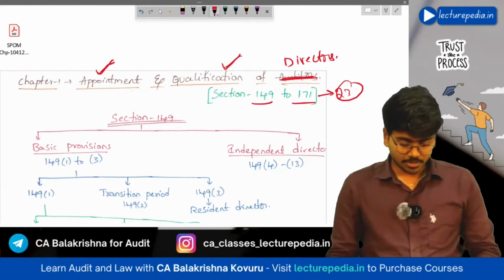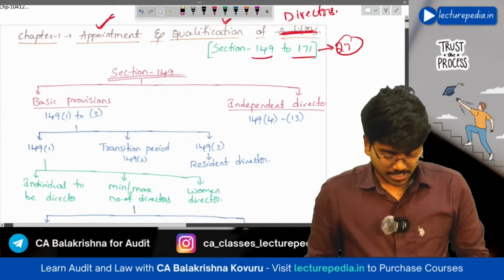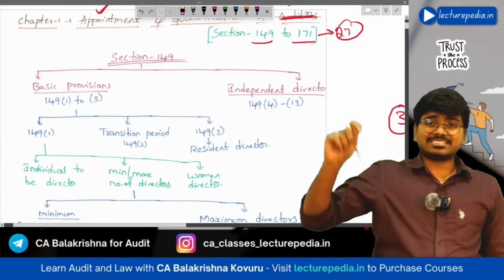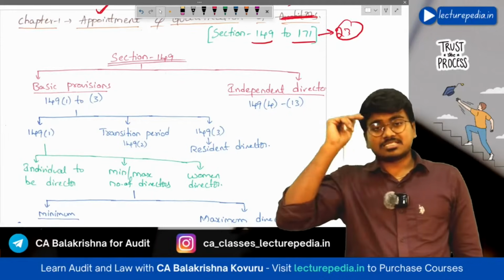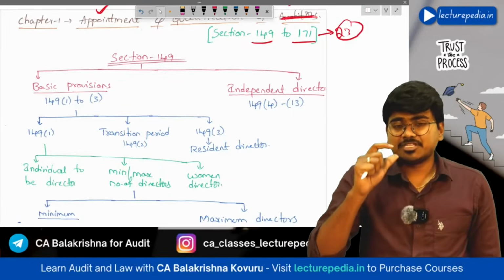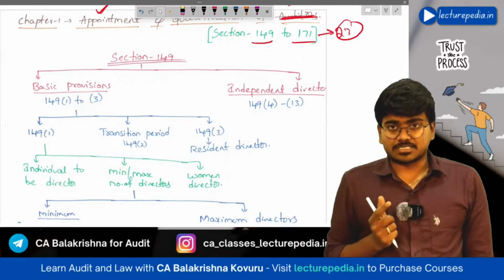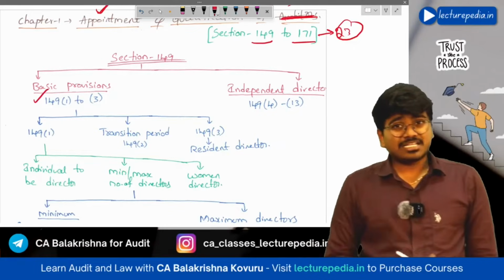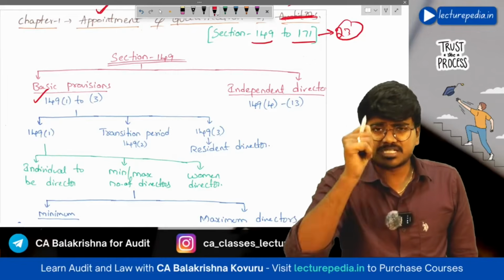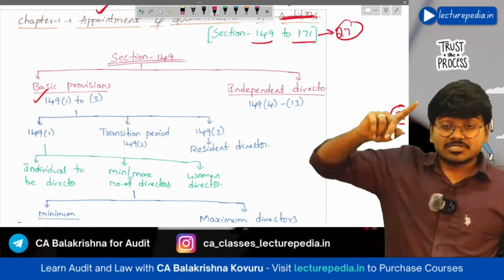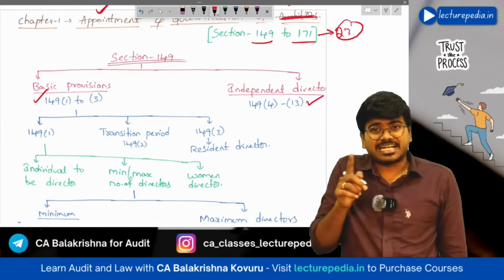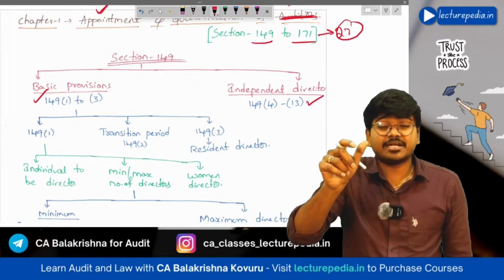Okay, so starting with section number 149. Now if you see section number 149, there are 13 subsections. In these 13 subsections, the first three deal with basic provisions with respect to directors. So section 149 subsection 1 to subsection 3 deals with basic provisions with respect to the directors, and section 149 subsection 4 to subsection 13 deals with independent directors.